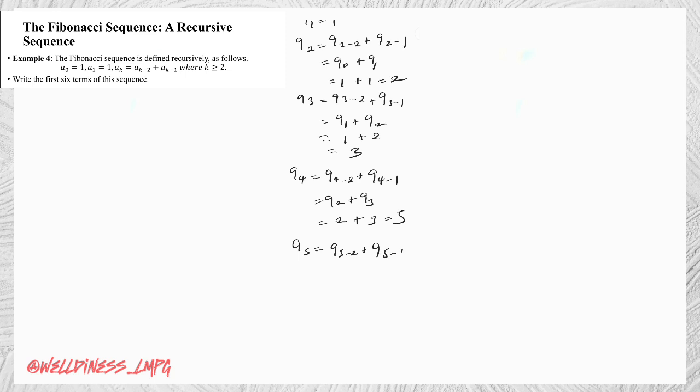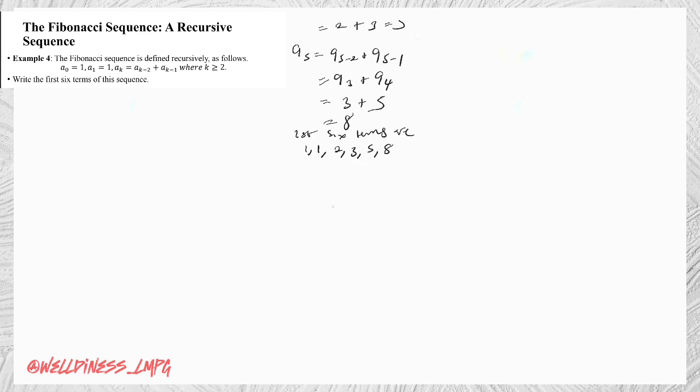Now, to get A5, all you have to do is substitute 5 everywhere you see K. So that's going to be A5 minus 2 plus A5 minus 1. And we know that 5 minus 2 will give you 3, and 5 minus 1 will give you 4. So A3 plus A4. And we know that we got A3 as 3, and we got A4 as 5. So 3 plus 5 is equal to 8. And so therefore, our first 6 terms are written as 1, 1, 2, 3, 5, and 8.